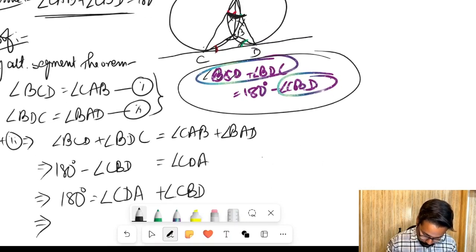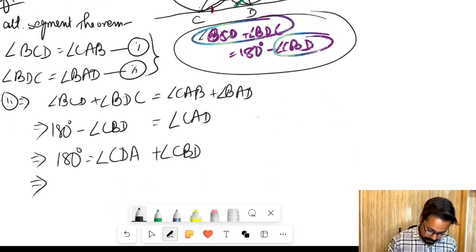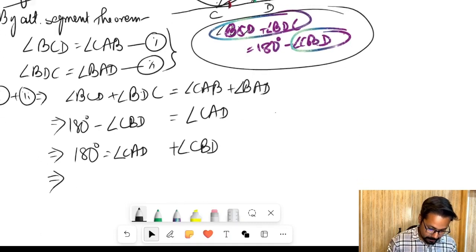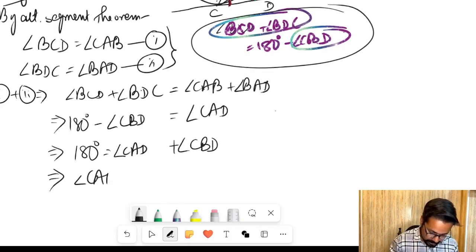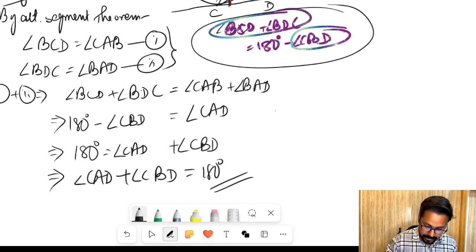Okay, this one I think I wrote wrong. This one will not be CDA, it will be angle CAD. So this will also not be CDA, this will be CAD. So angle CAD plus angle CBD is equal to ultimately 180 degrees, hence proved.